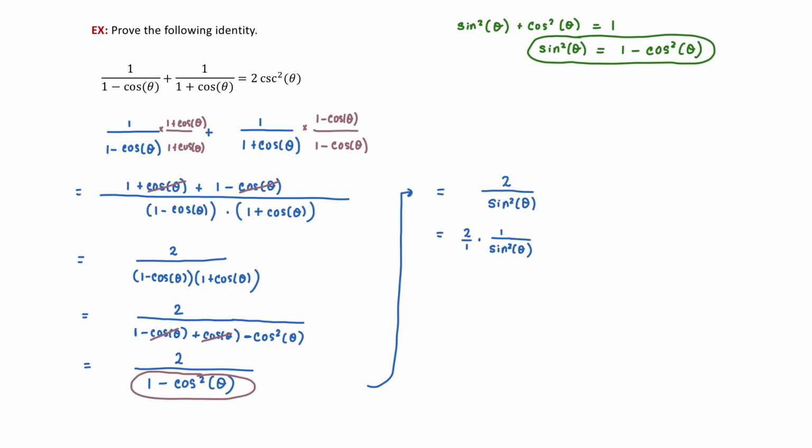And I want you to notice that I didn't change the expression. 2 times 1 is 2. 1 times sine squared is sine squared. But now it is obvious that this expression right here is cosecant squared. So we're going to have 2 times cosecant squared theta.